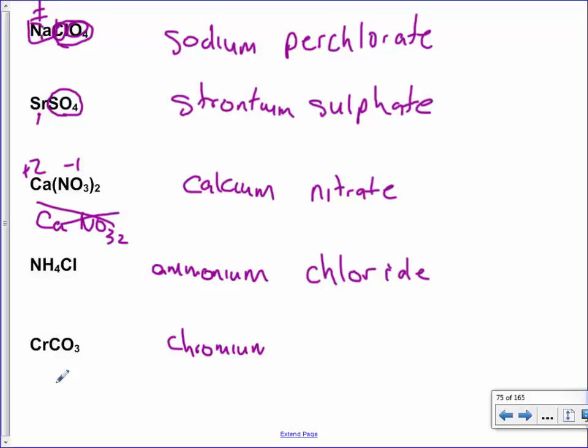What'd you find? Good, carbonate is how you say it. Carbonate. Okay, here's the thing though. That's not its name. I've actually put two things together here.